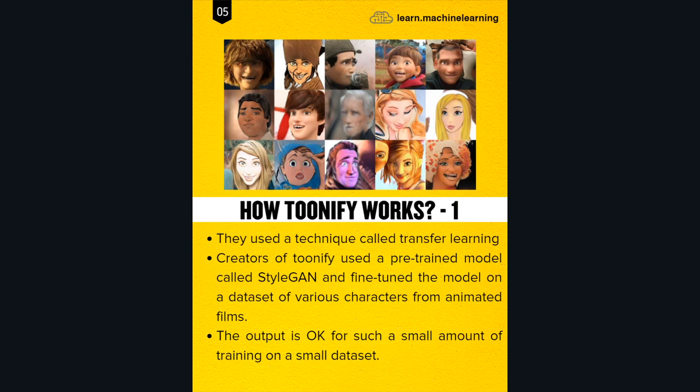So here also the authors use the transfer learning technique. They took a StyleGAN, which is a pre-trained model, and then they fine-tuned that model on a data set of various characters from animated films. They have only 300 animated character images, and they just fine-tuned that StyleGAN with that data set only. And they got an output which is okay for such a small amount of training and small data. As you can see, this is the output generated by the StyleGAN.